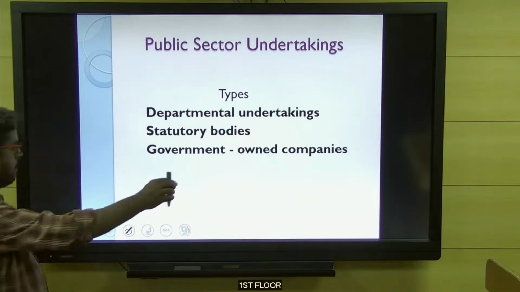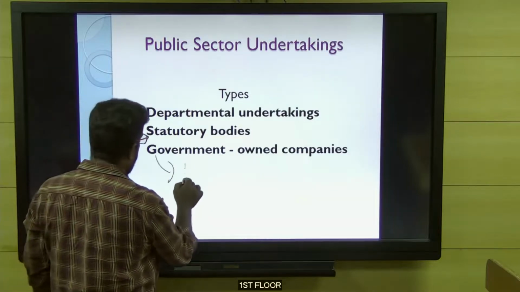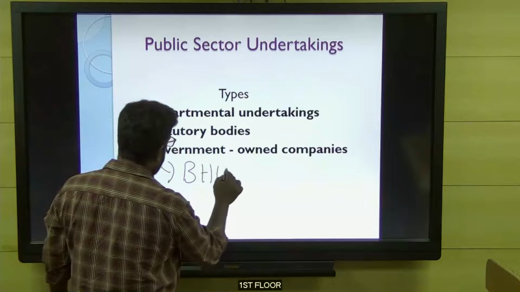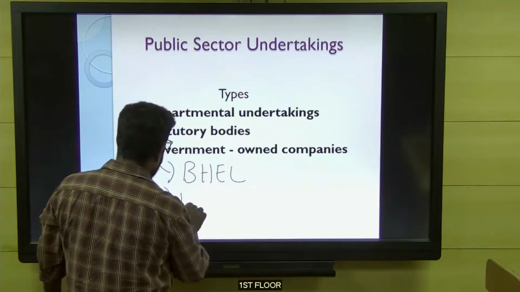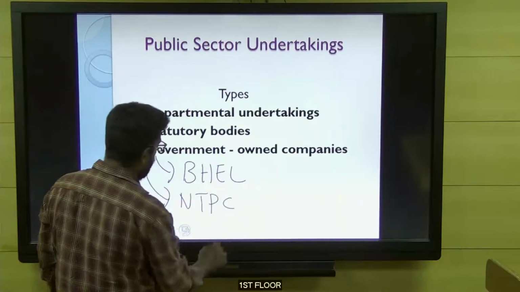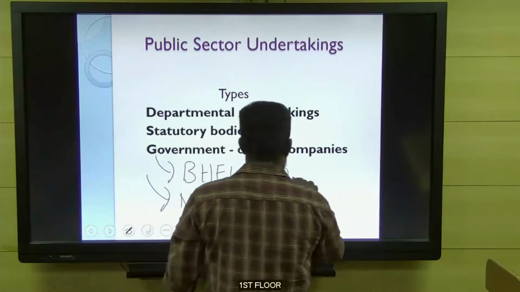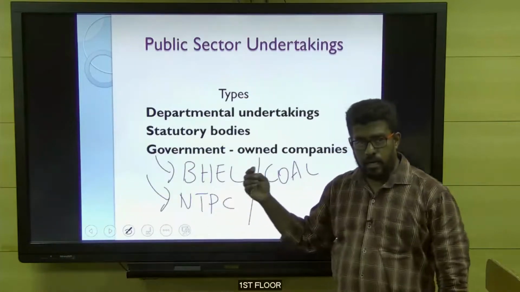The last point, example. For a government-owned company, you can write BEL, Bharat Heavy Electricals Limited. Then you can write National Thermal Power Corporation, or Coal India. We'll learn more about these companies in the next class.